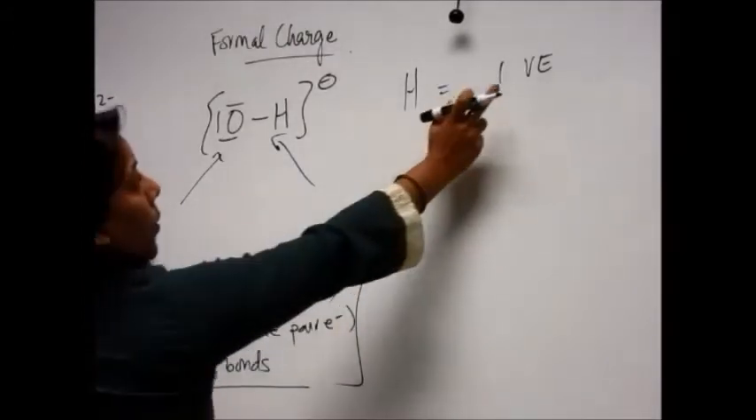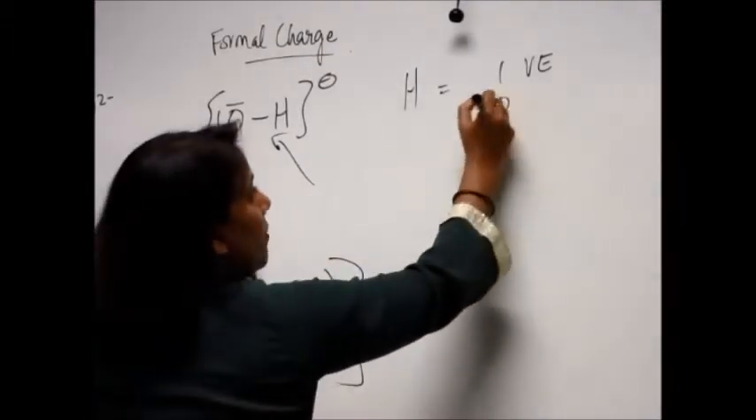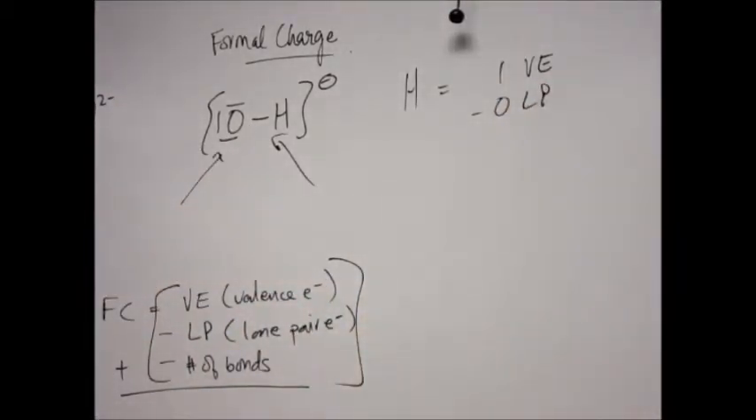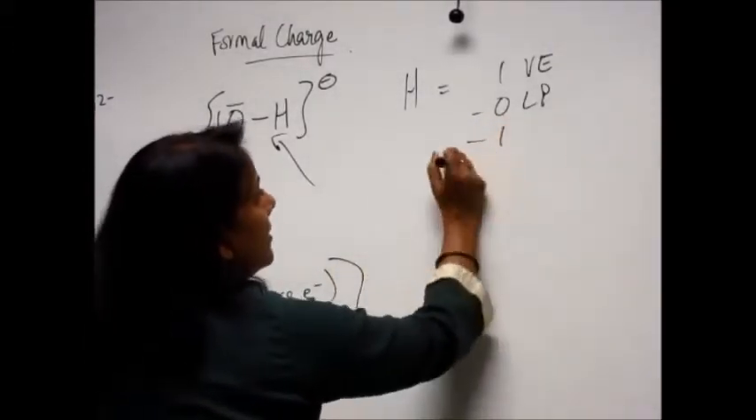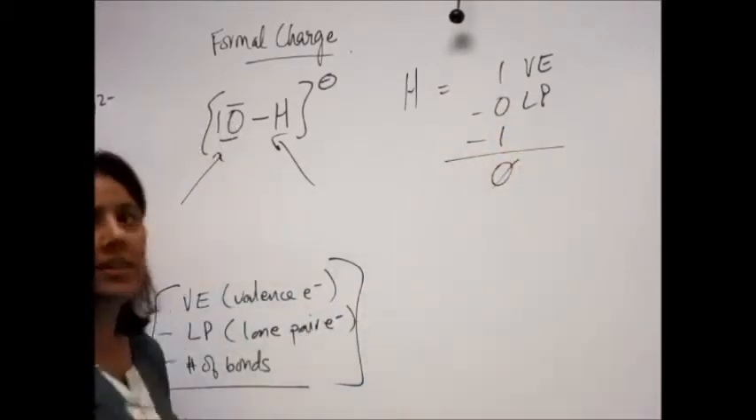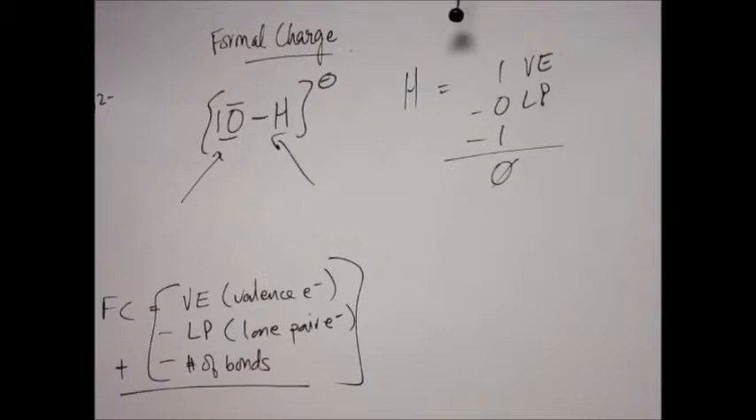So 1 valence electron. How many lone pairs on a hydrogen? 0, right? None. So minus 0 for lone pair, and how many bonds does it have? 1. So you subtract that. And so 1 minus 1, or minus 0, is big fat 0, which means hydrogen does not have any charge right now, which is perfect. Then it must be that oxygen has the charge, but we'll calculate that too.